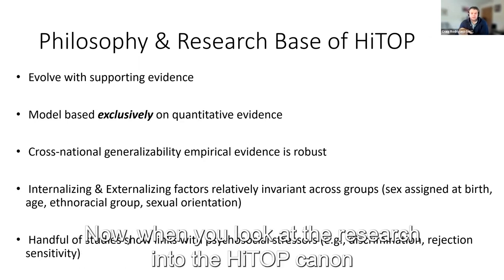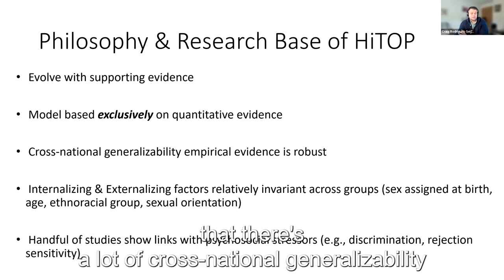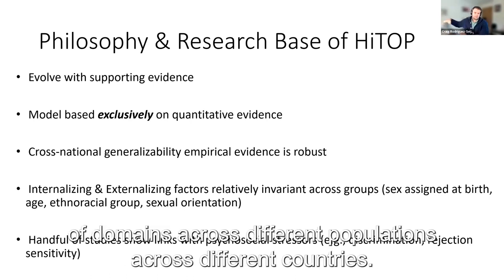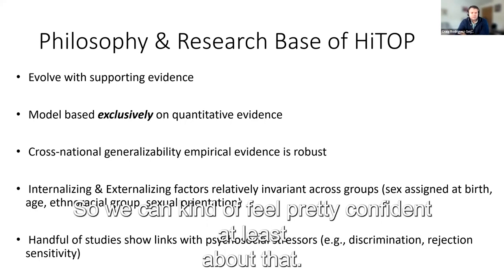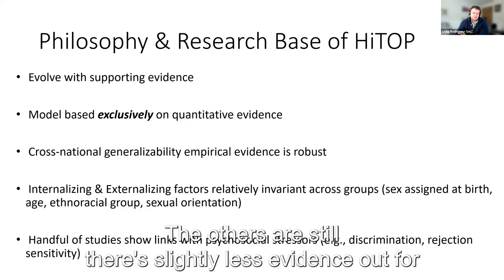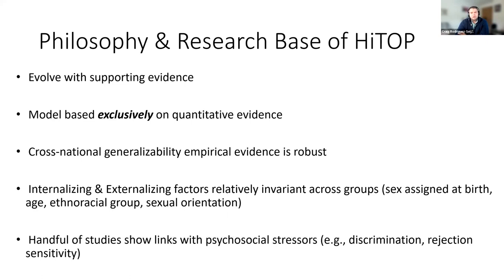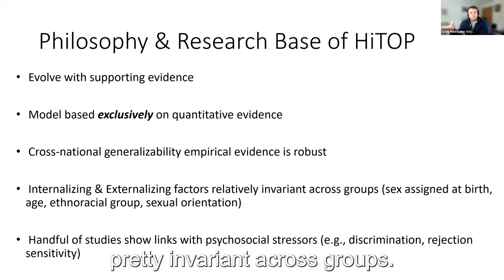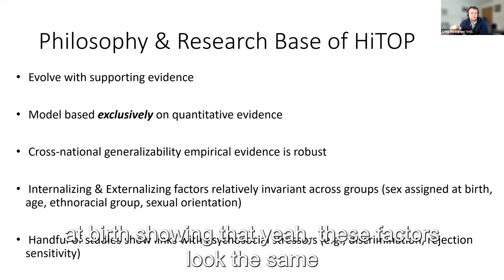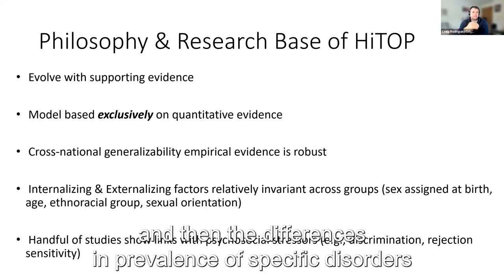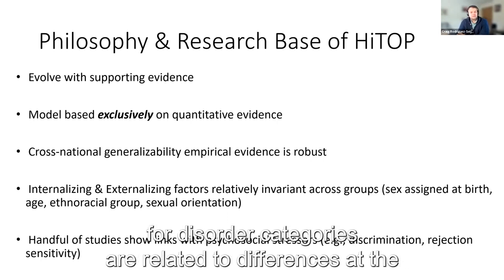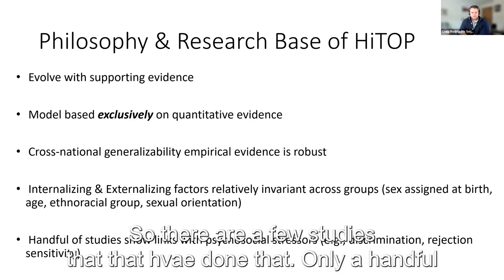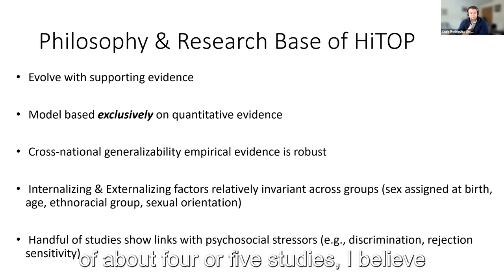Now, when you look at the research into the HiTOP canon, and I'm going to get to the intervention part soon, there's a lot of cross-national generalizability, or you can assume that there's a lot of research that looked at these HiTOP domains across different populations and different countries. So we can feel pretty confident about that, especially for the internalizing and externalizing factors. The others have slightly less evidence. The internalizing and externalizing factors, and to a lesser degree, the thought disorder factors or spectra, are pretty invariant across groups. A lot of the research has looked at sex assigned at birth, showing that these factors look the same. And then the differences in prevalence of specific disorders or disorder categories are related to differences at the factor level or spectral level: age, ethno-racial group, sexual orientation. There are a few studies that have done that, only a handful of about four or five studies, I believe.